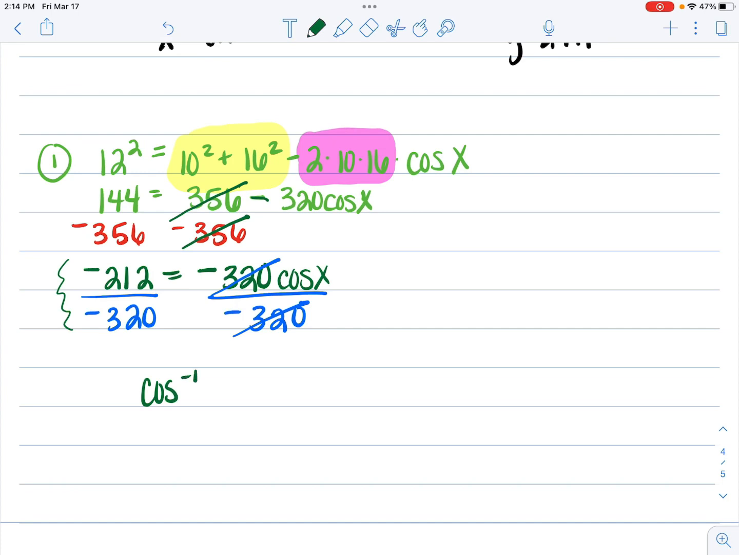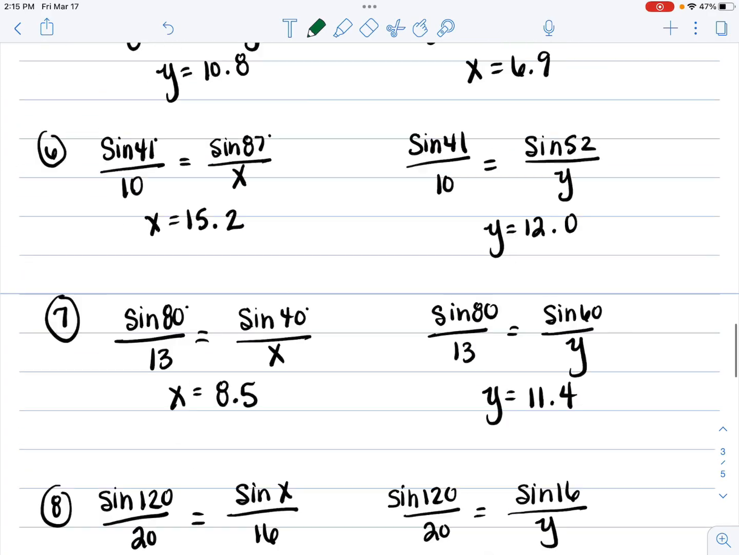So in my calculator, I'm going to type in the inverse cosine of that 212 over 320, or if you went ahead and found the decimal, you can do that answer function like we did previously on the law of sines. That works too. So I'm going to do that. Second cosine of that, and you get 49 degrees. It's 48.5. So x is approximately 49 degrees for that one. Okay, so that's for x.